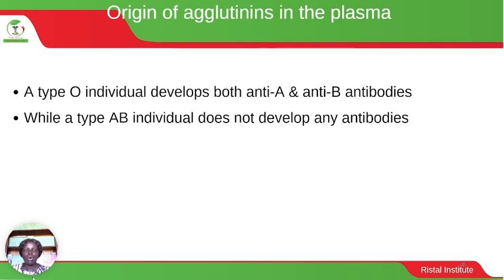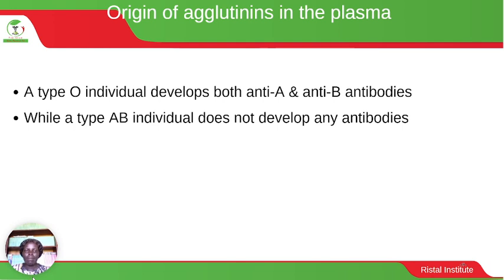So a type O individual develops both anti-A and anti-B antibodies. So he will react to blood from someone who is having type A and type B. He will react to it because he has those antibodies against the two antigens.